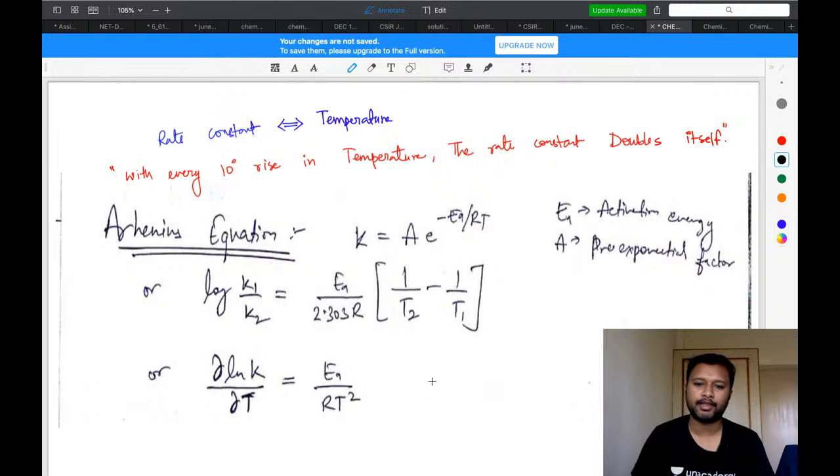It's given something like this. If here is your reactant and here is your product, it has to go through a particular barrier, and this is the energy barrier which is here. Now this energy barrier will tell you the activation energy. So this particular energy difference is the activation energy.